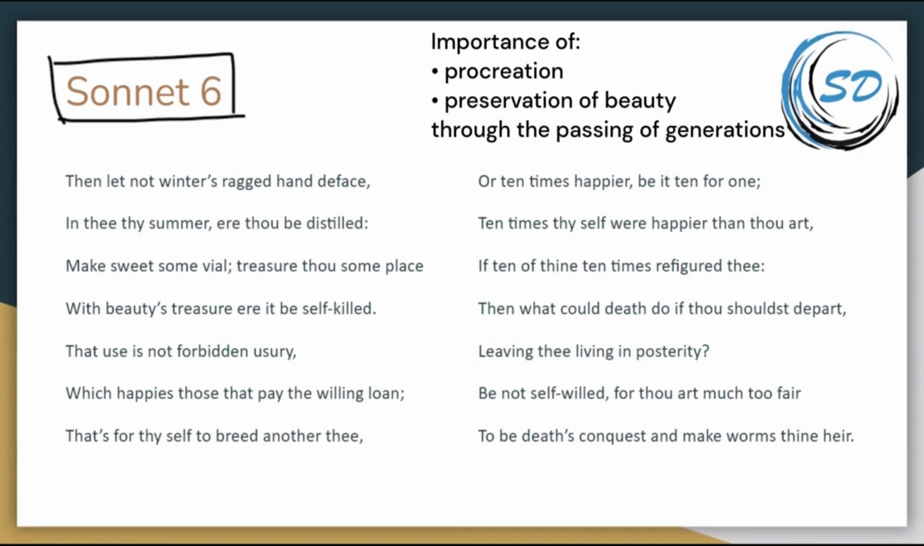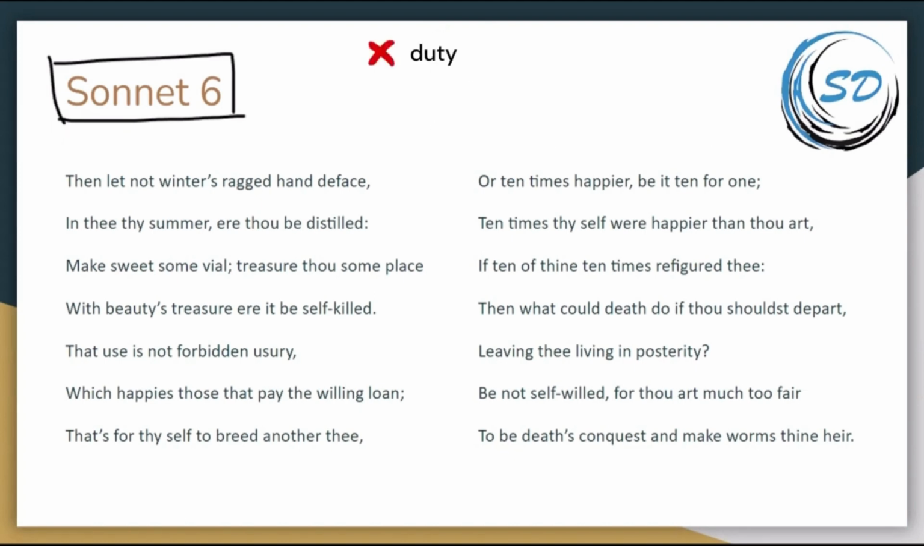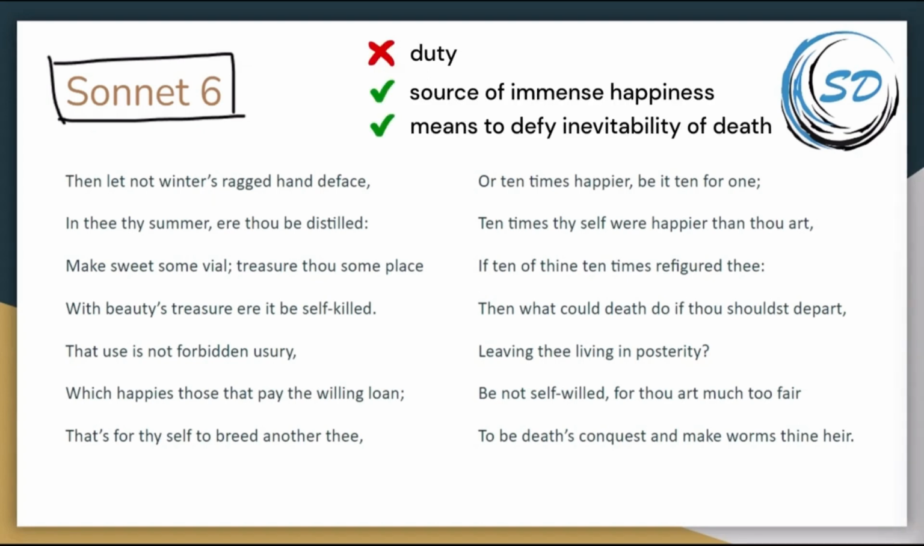Sonnet 6 highlights the importance of procreation and the preservation of beauty through the passing of generations. It encourages the young man to safeguard his beauty and ensure its continuation through the act of creating offspring. The sonnet suggests that procreation is not only a duty but also a source of immense happiness, and a means to defy the inevitability of death.